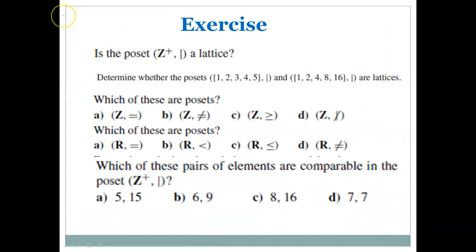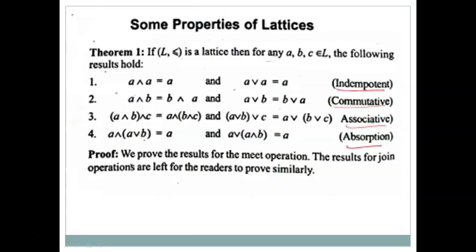So these are certain exercises you can try. The first one: is the partially ordered set a lattice? The second exercise: determine whether these both sets are lattices. Third one, which of these are posets? Fourth, which of these are posets? And fifth, which of these pairs of elements are comparable in the partially ordered set? So these are the 5 questions you can try based on this.